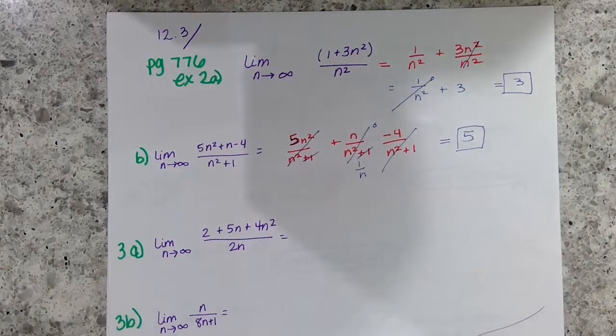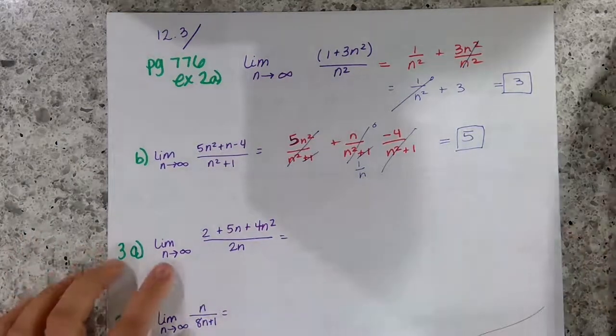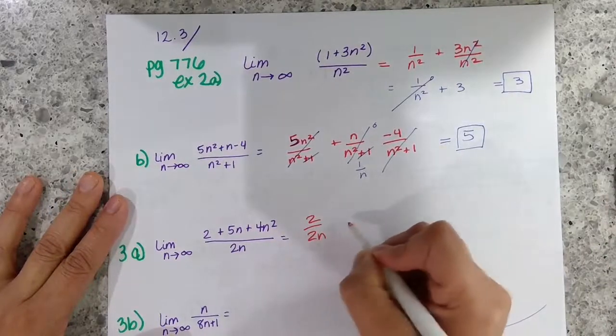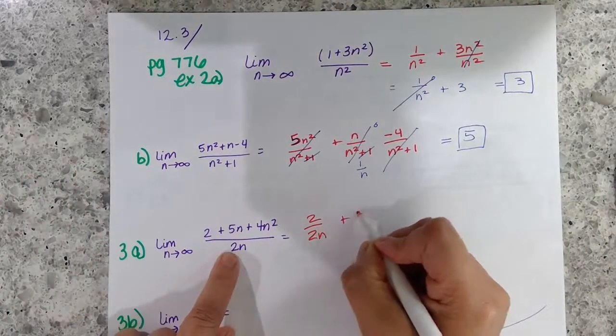Again, this is an oversimplification, but that's kind of how I think about it. And you can see your book if you want their explanation of it. Okay, next problem. I'm going to do the same thing. Divide by the denominator. 2 divided by 2n plus.